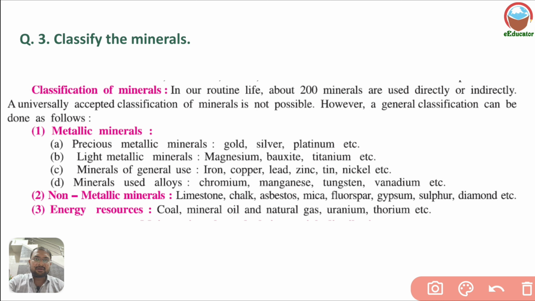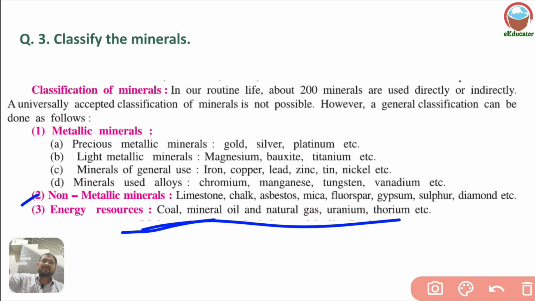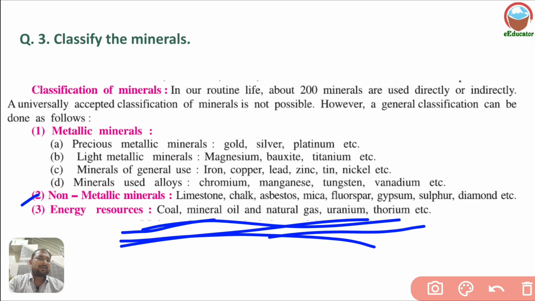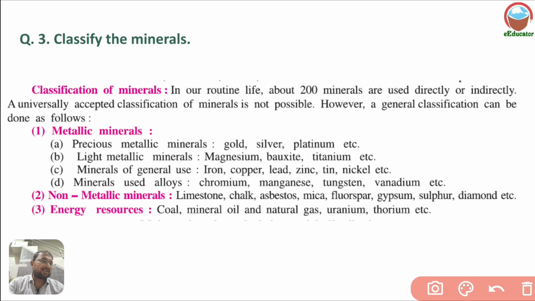Energy resource, coal, minerals. Second number, non-metallic. Limestone, chalk, asbestos, mica, fluorspar, gypsum, sulfur and diamond are considered non-metallic minerals. Energy resources are coal, mineral oil and natural gas, uranium and thorium. These are the minerals which provide us energy, so they are considered energy resources for human beings.